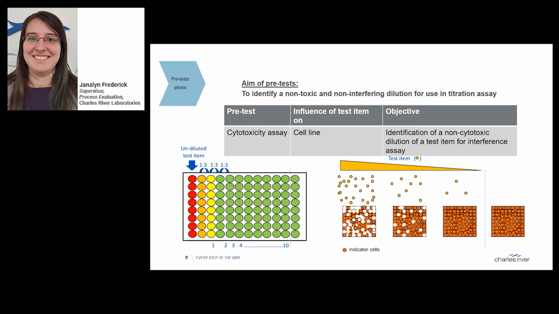The first stage of a study is to perform pretesting. Pretesting in general consists of a cytotoxicity assay and an interference assay. These tests are used to determine the non-cytotoxic, non-interfering dilutions to be used for the main study step.